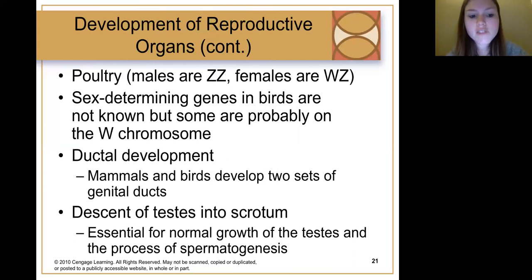As far as ductal development, mammals and birds will develop two sets of genital ducts, and then you have the descent of the testes into the scrotum. In order for normal growth of the testes and spermatogenesis to take place, the testes actually have to descend into the scrotum to complete development and to be able to function properly. So that's important in mammals.